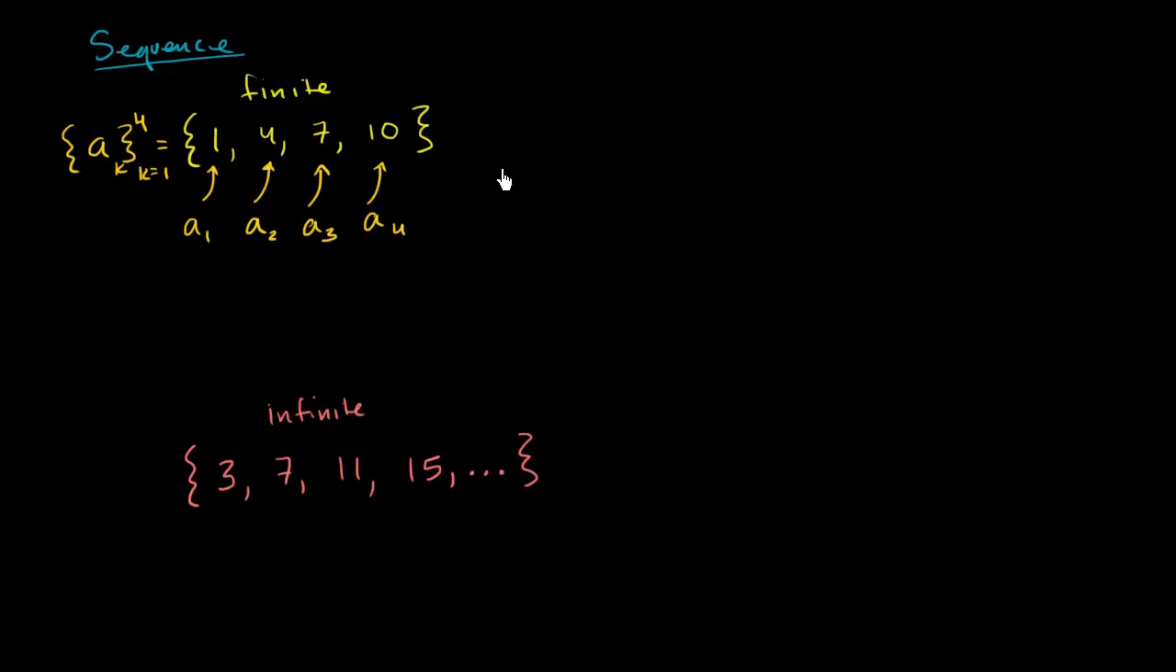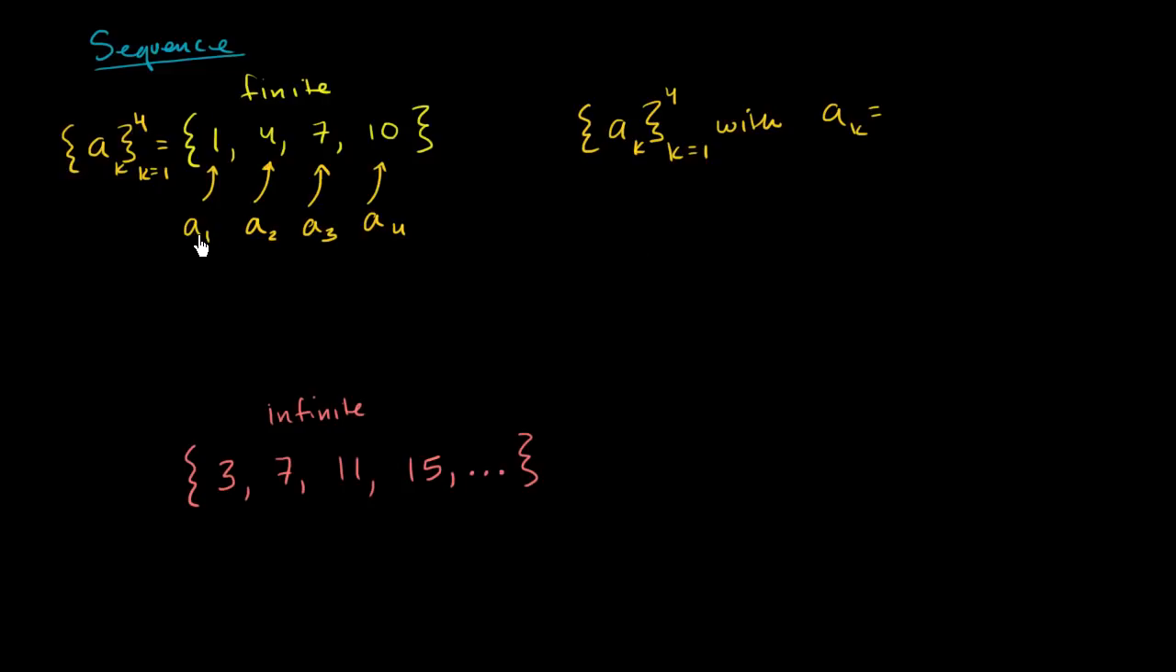Now, I could also define it by not explicitly writing the sequence like this. I could essentially define our sequence using a kind of function notation, or something close to function notation. So the same exact sequence, I could define it as a sub k from k equals 1 to 4, with instead of explicitly writing the numbers here, I could say a sub k is equal to some function of k.